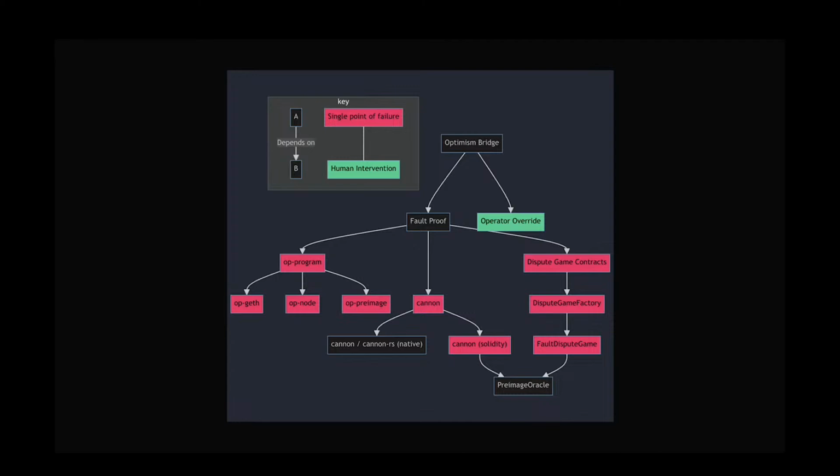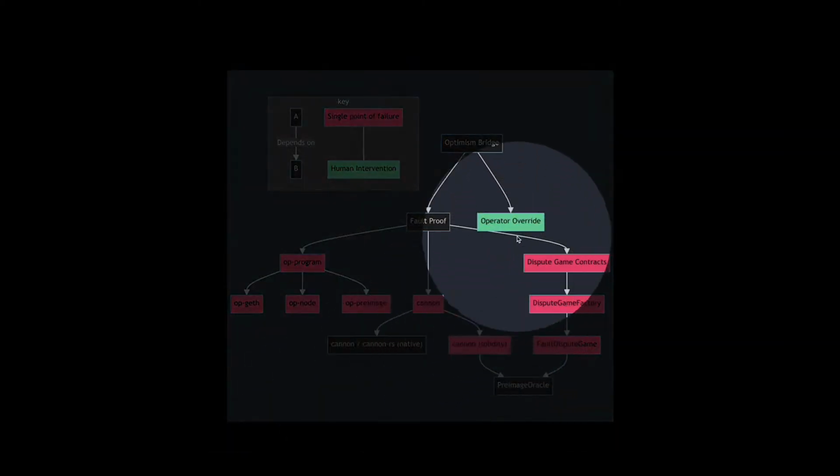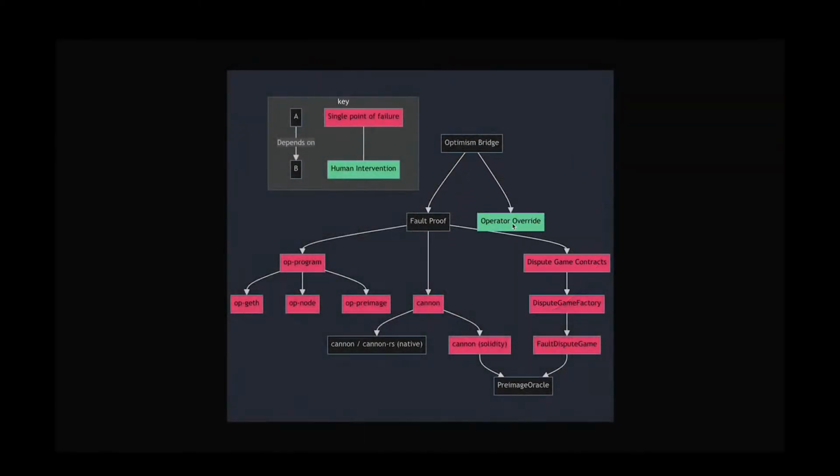And so we have the OP program, which is built on top of OP-Geth and OP-Node, the reference implementation. OP preimage is the host client IO piece. Canon is the MIPS fault-proof VM. And then we have the contracts on the side. Every single one of these doesn't have a redundant component at play, and so if they do fail, we're in a bad spot. That's the whole reason why there's still this big operator override in the top right. Because if they do fail, we still need the ability to recover and keep the roll-up rolling.